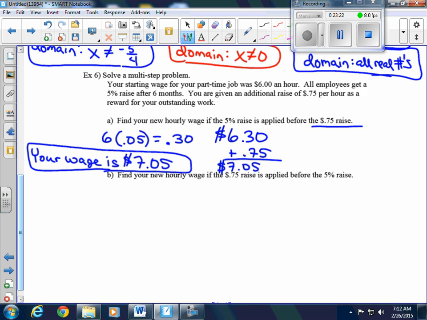Now I want you to think a second. Are you going to make more or less than this if we look at example B? B says find your new hourly wage if the 75-cent raise is applied before the 5% raise. So are we going to make more or less if we give that 75-cent raise first? Well, let's check it out.